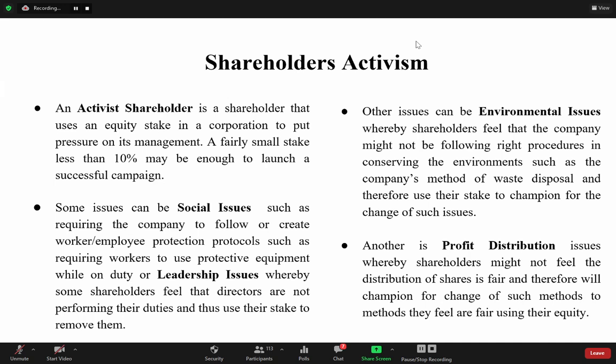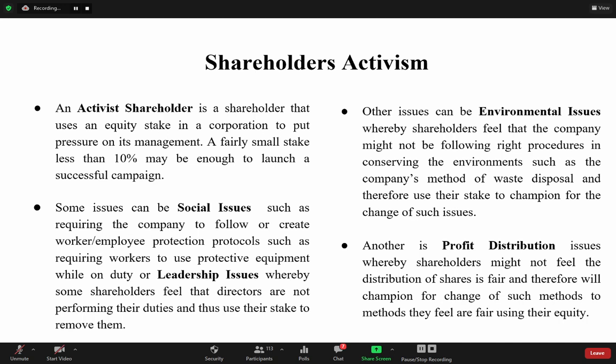Yes, we can. Okay, so we're covering shareholder activism. From the word shareholder activism, we come up with an activist shareholder. An activist shareholder is any shareholder who uses his or her equity to affect some of the decisions or policies that the company has come up with. And we found out that an equity of about 10% can be more than enough to affect a certain decision or to launch a successful campaign.